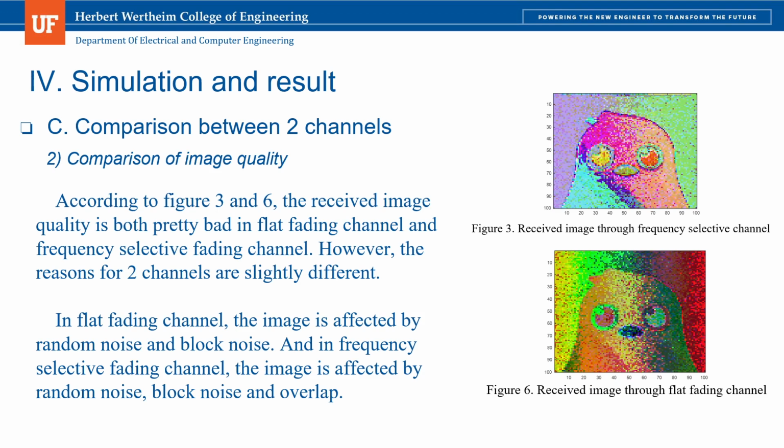And second, we need to do the comparison of image quality. According to figures 3 and 6, the received image quality is pretty bad in both the flat fading channel and the frequency selective fading channel. However, the reasons for the 2 channels are slightly different. In the flat fading channel, the image is affected by random noise and block noise, and in the frequency selective fading channel, the image is affected by random noise, block noise, and overlap.